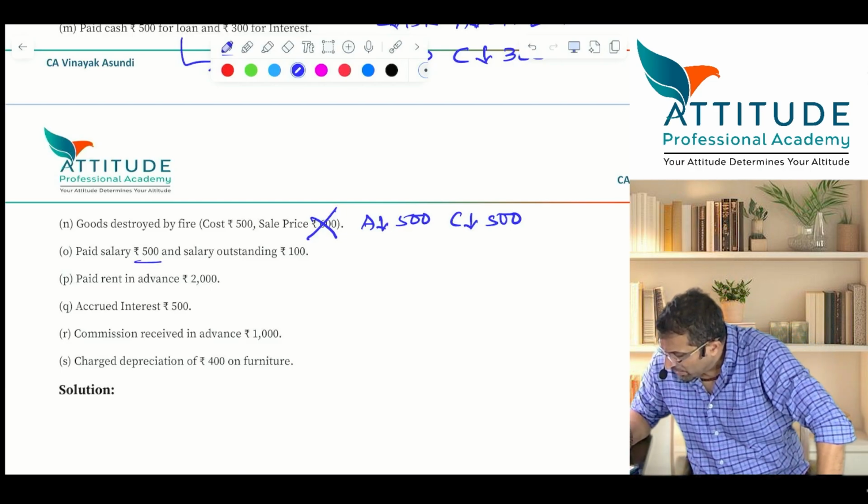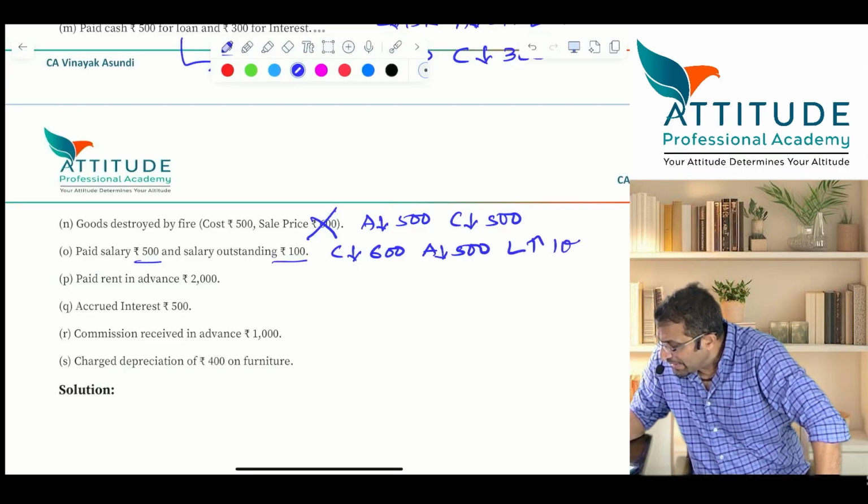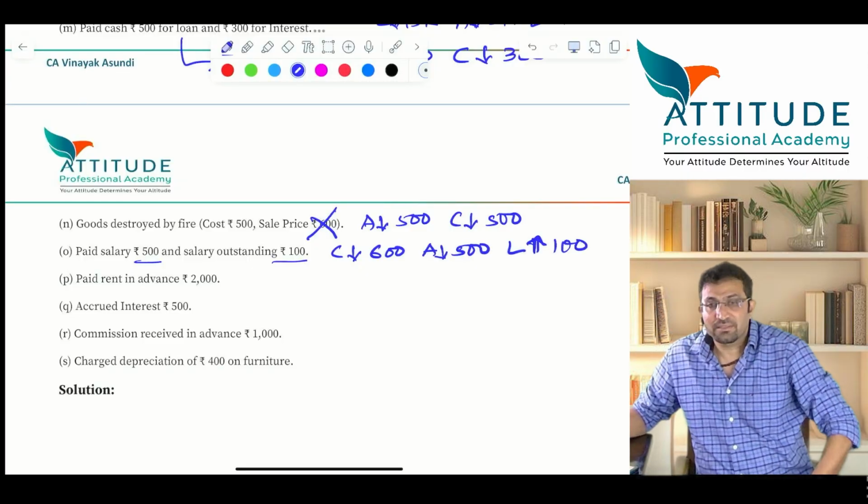Paid salary 500 and outstanding salary 100. Definitely capital reduces by how much? 600. Asset reduces by 500. Liability increases by 100 because outstanding salary is 100. Clear?